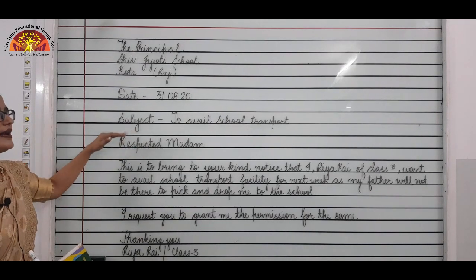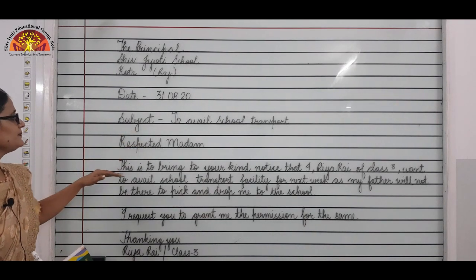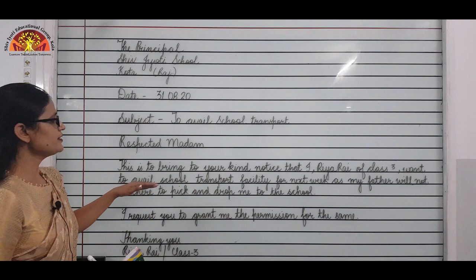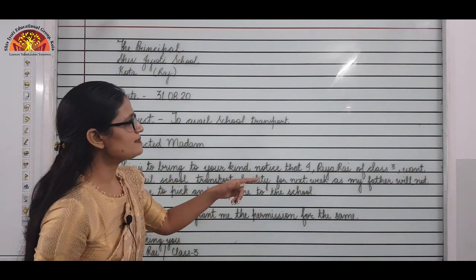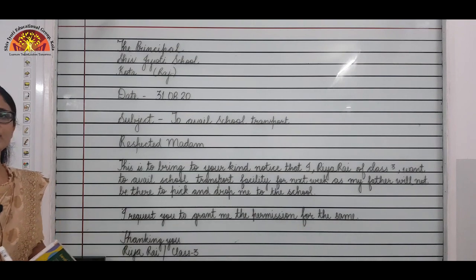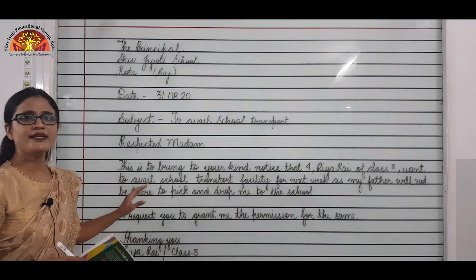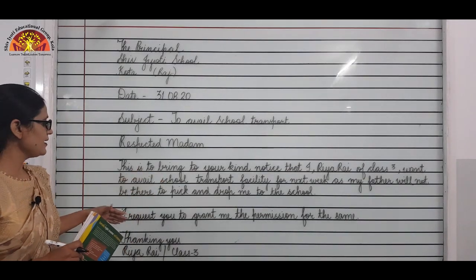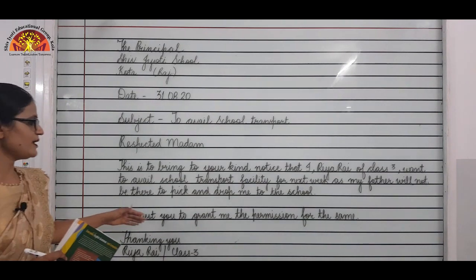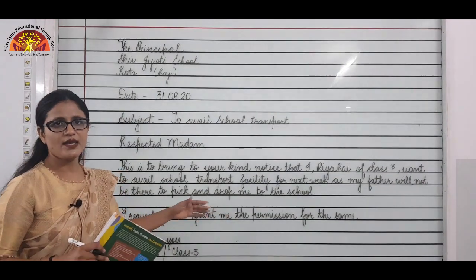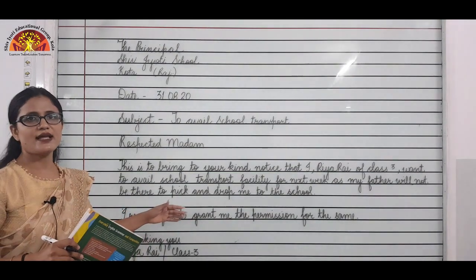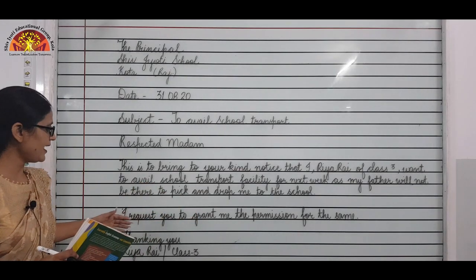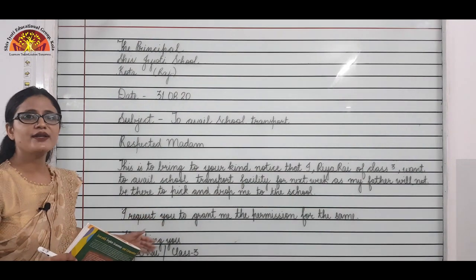Respected madam, leave one line, then start your application. Respected madam, this is to bring to your kind notice that I, Ria Rai of class 3, want to avail school transport facility for next week as my father will not be there to pick and drop me to the school. Now, the student has mentioned the reason that my father will not be there to pick and drop me. Like this, you will mention it, and again you will do the request that I request you to grant me the permission for same. Like this you are requesting your principal to please grant you permission to avail school transport facility. Then leave one line and then mention thanking you, your name and your class.